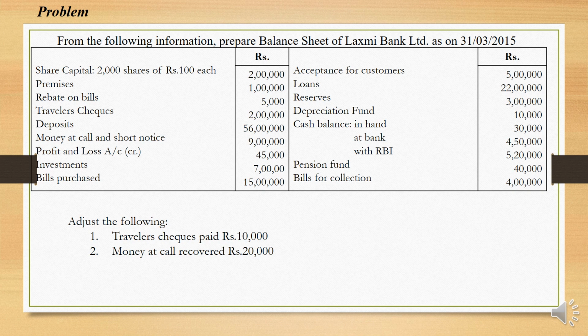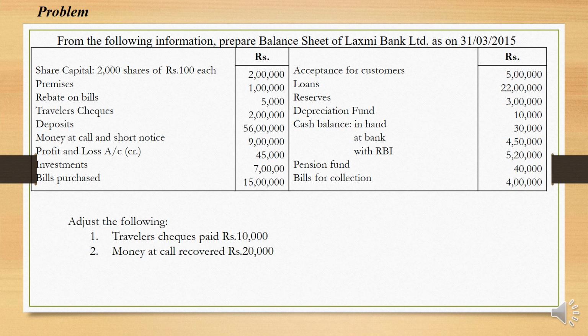Then pension fund, other liability, current liability. Then bills for collection, this is again an intangible, comes under contingent liability. Up to the contingent liability, the last part, without schedule, there is an item that is called bills for collection. So in addition to that, there are 2 adjustments.